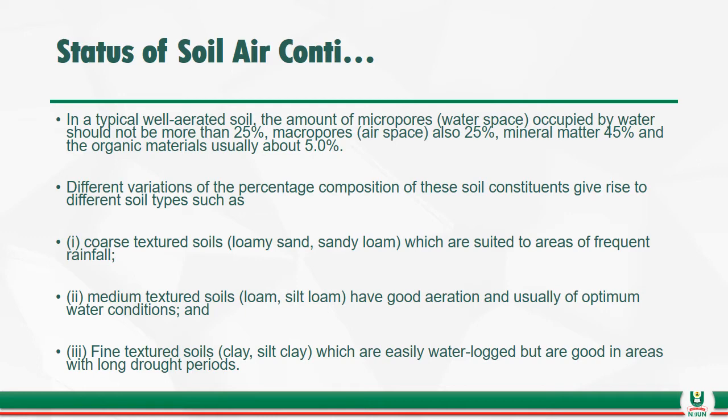Different variations of the percentage composition of these soil constituents give rise to different soil types. One, coarse texture soil, loamy sand, sandy loam, which are suited to areas of frequent rainfall. Two, medium texture soil, loam and silt loam, have good aeration and usually optimum water condition. And three, fine texture soil, which is clay and silty clay. They are easily waterlogged but are good in areas with long drought periods.